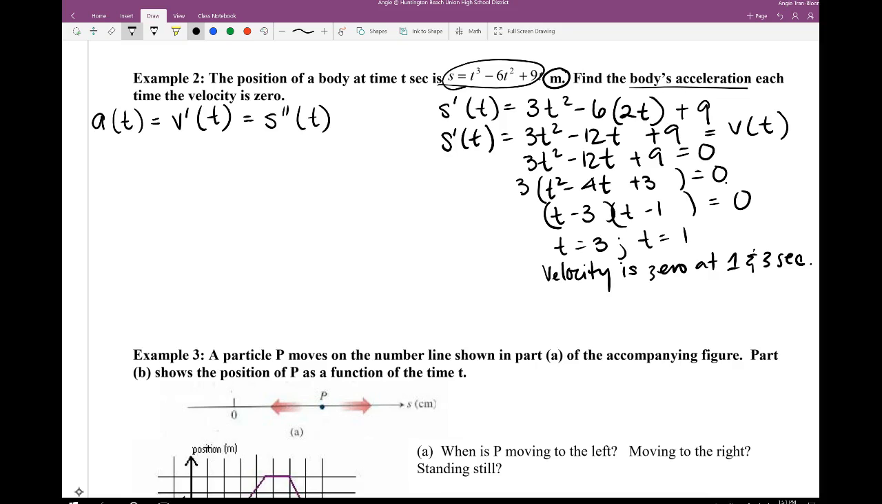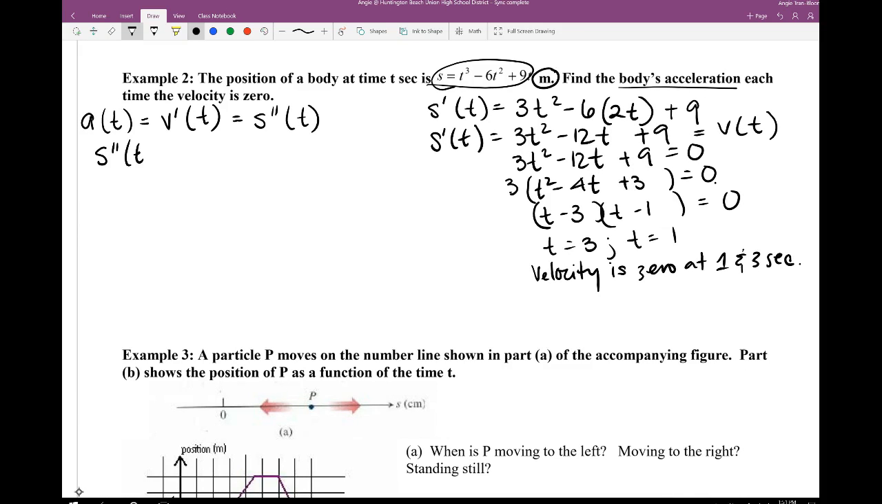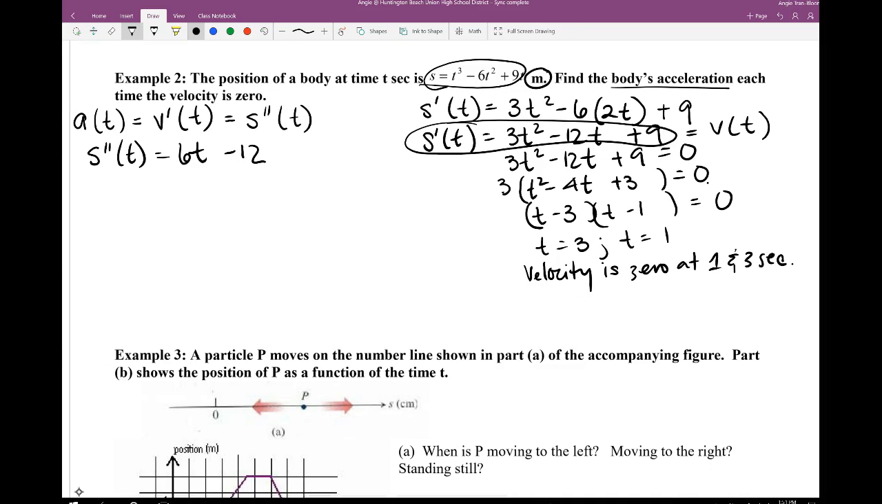All right, but I'm really not interested in that right now. I'm interested in the acceleration when the velocity is 0. So I need to take the second derivative. So here we go. Second derivative of position: I'm going to use this equation right here. So that's 3t squared. The derivative of 3t squared is going to be 6t. And then the derivative of negative 12t is just simply negative 12. So now this is acceleration with respect to time.